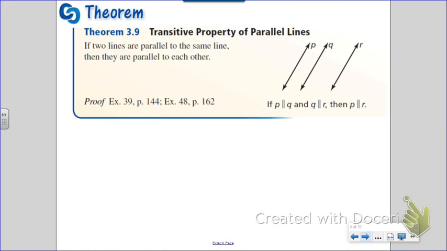The transitive property of parallel lines says if two lines are parallel to the same line, then they are parallel to each other. For example, if P is parallel to Q and Q is parallel to R, then P is parallel to R.